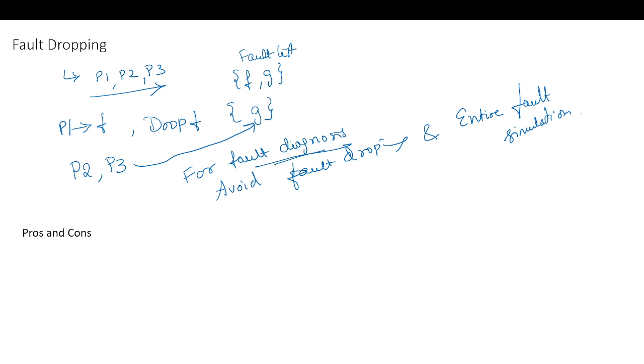The advantage of this method, with or without fault dropping, is that it is easy to implement. And the disadvantage is that it takes time, so the serial simulation is very slow. And it can handle a wide range of faults.